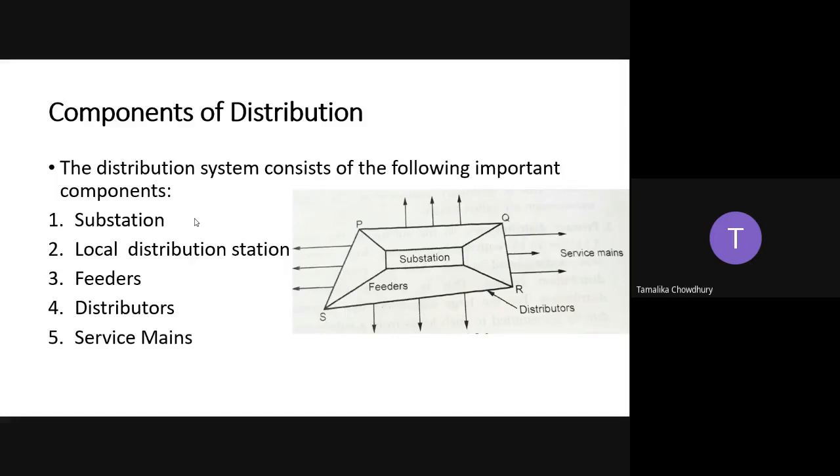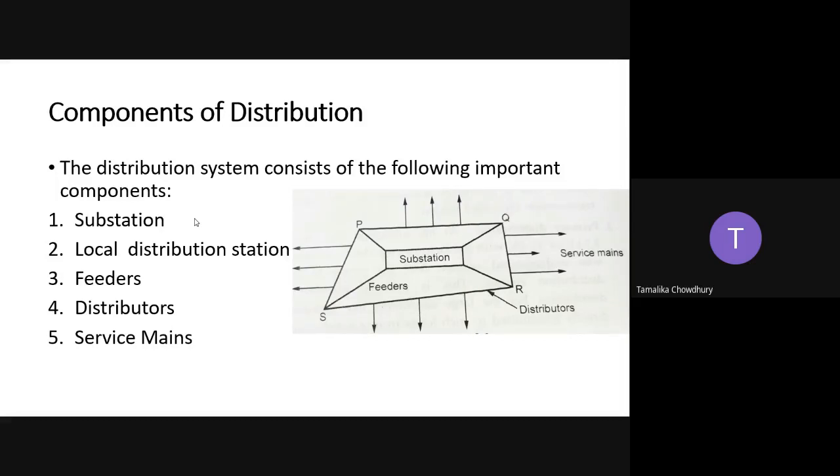Feeders are the conductors which have large current carrying capacity. These are basically conductors only. So what are feeders? Feeders are conductors that carry large current. So the feeders connect the substation to the area where the power finally has to be distributed to the consumers. So no tappings are taken from the feeders. The feeder current always remains constant.